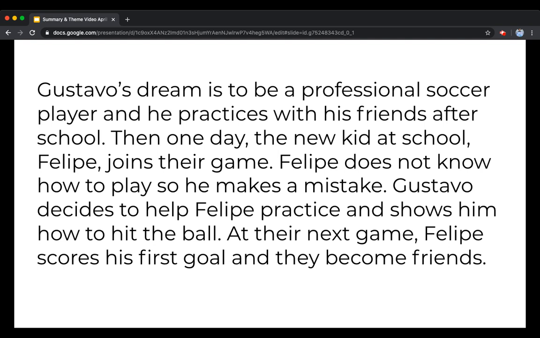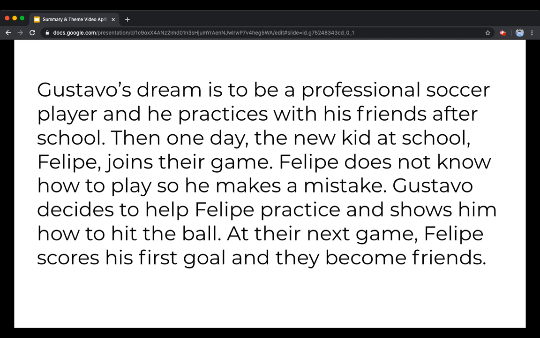In this summary, I didn't add the details that weren't very important. It's cool that Gustavo had his lucky left foot, but that doesn't really tell us about the big idea of the story. So I didn't add details like that.